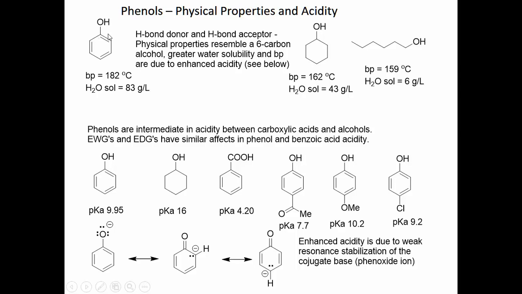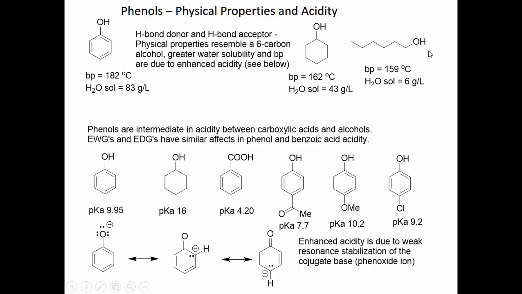Okay, so physical properties. We can see here that we have a bond between oxygen and hydrogen, so of course it's a hydrogen bond donor and a hydrogen bond acceptor. The physical properties resemble a 6-carbon alcohol with slightly greater water solubility due to its enhanced acidity, which we're going to talk about in a second. Its boiling point's a little higher than cyclohexanol, its water solubility is a little higher, and it's much higher than a straight chain 1-hexanol.